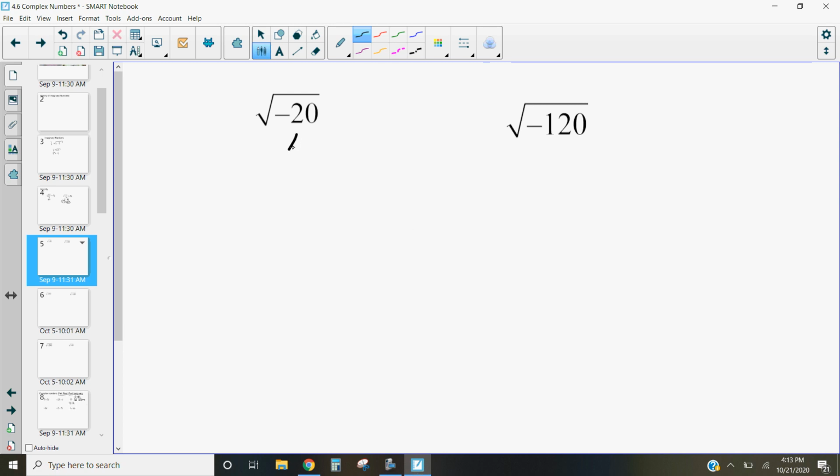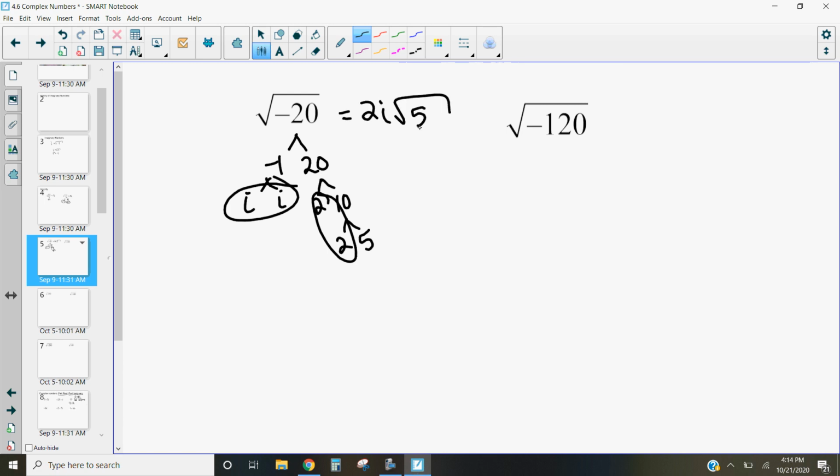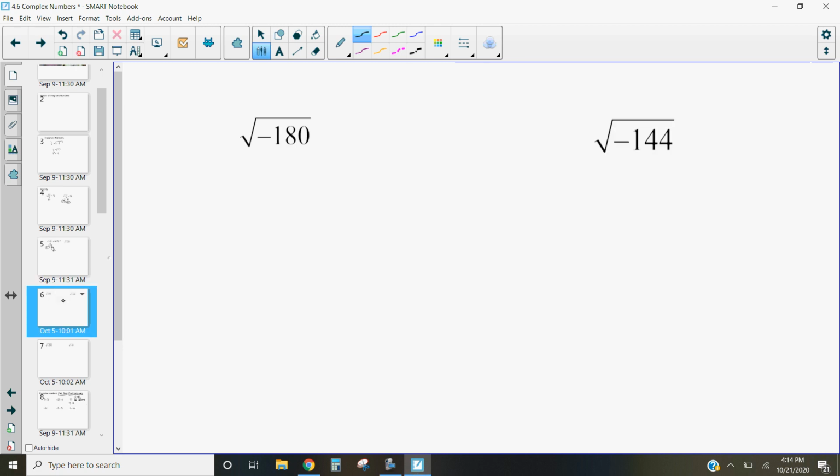Now we can do the same thing with these other ones. When we simplify these, we're going to do the same things. -1 and 20. -1 factors out into i and i. 20 factors out into 2 and 10, and 10 factors into 2 and 5. So we factor out our 2, factor out our i, and we end up getting 2i times the square root of 5. Perfect.